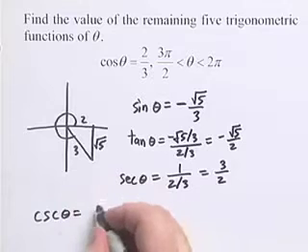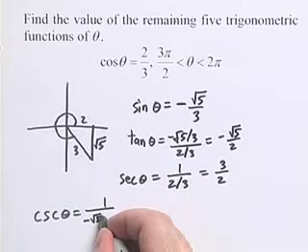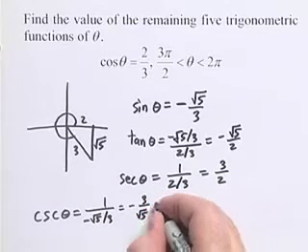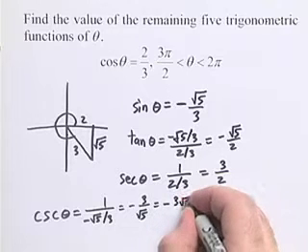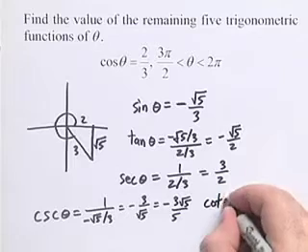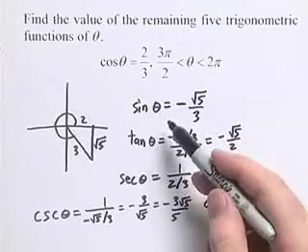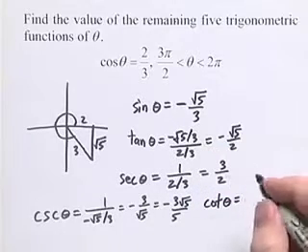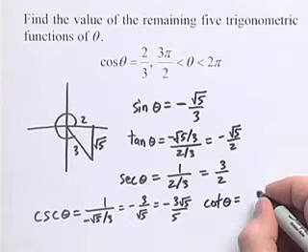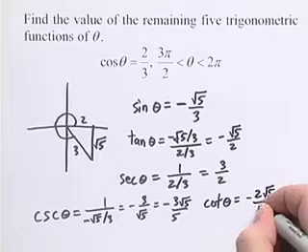Cosecant theta is 1 over sine theta, so we get 1 over negative root 5 over 3, so that's negative 3 over root 5, which is negative 3 root 5 over 5. And then lastly, cotangent of theta. Cotangent of theta will be the cosine over the sine, and if we put in those values, we'll get that cotangent of theta is negative 2 root 5 over 5.